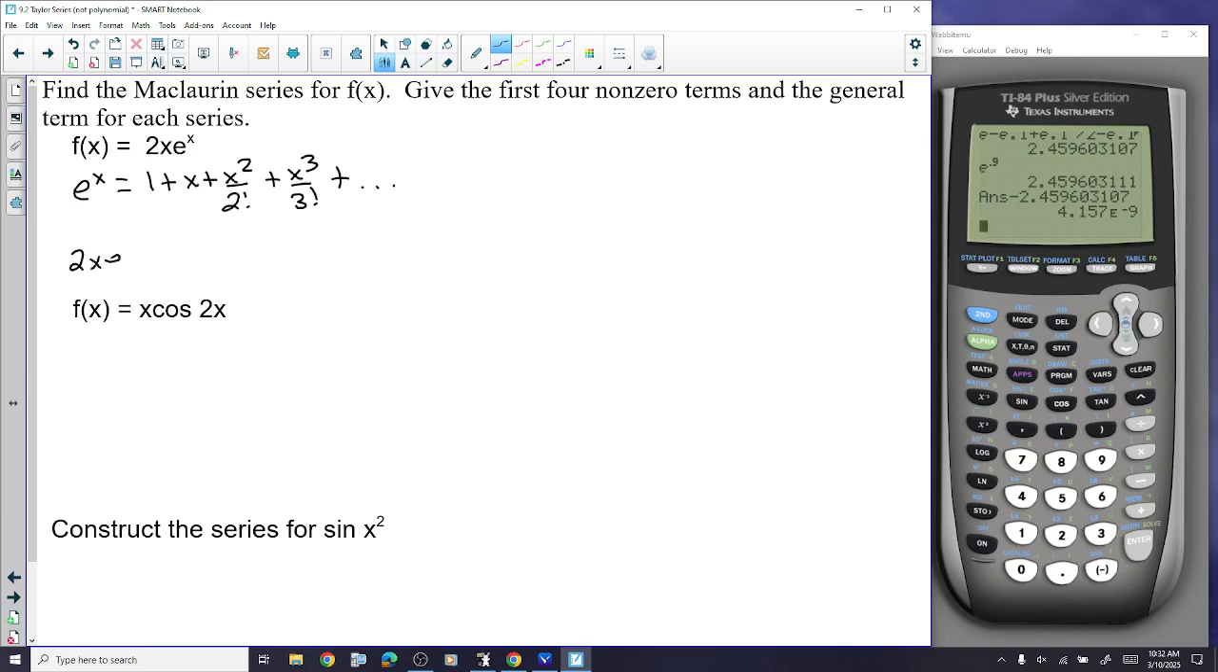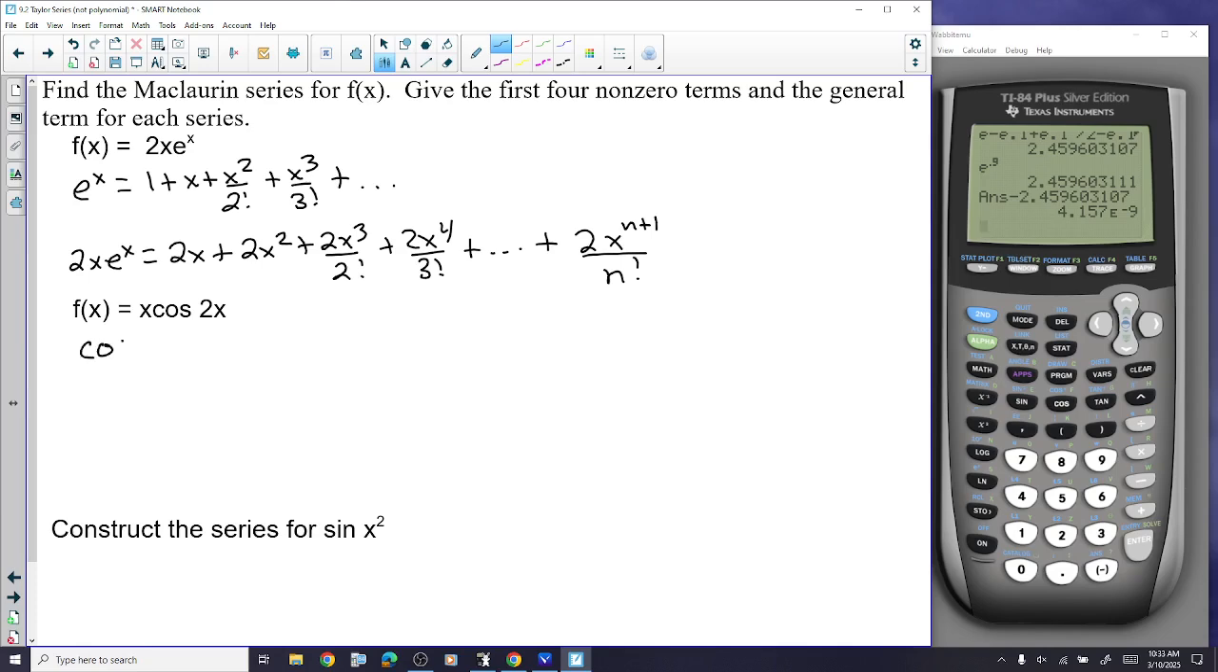So 2x e to the x, we're multiplying. So we're distributing. 2x squared, 2x to the third, 2x to the fourth. Well, they all have a 2. How about we start with 0? 2 x to the n plus 1 over n factorial. And that makes sense because there's one more x now. n plus 1.